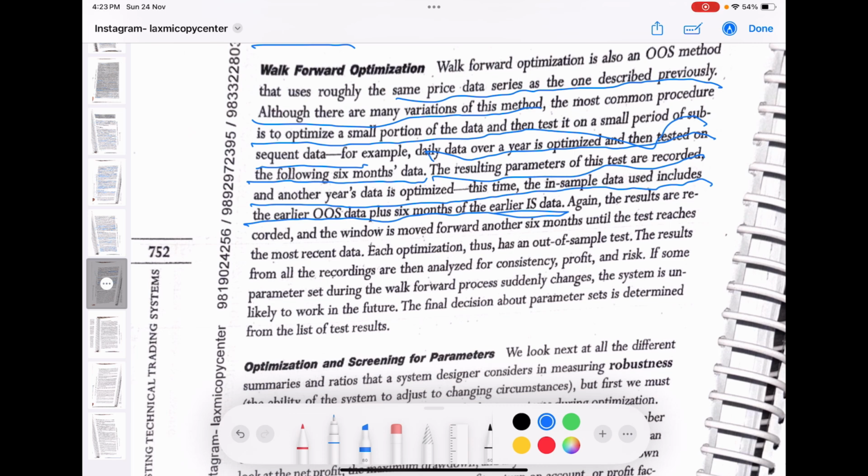And then you are going to record the results of both. The results from all recordings are analyzed for consistency, profit, and risk. If some parameter set during the walk forward process suddenly changes, the system is unlikely to work in the future. The final decision of parameter sets is determined from the list of the test results. Okay.